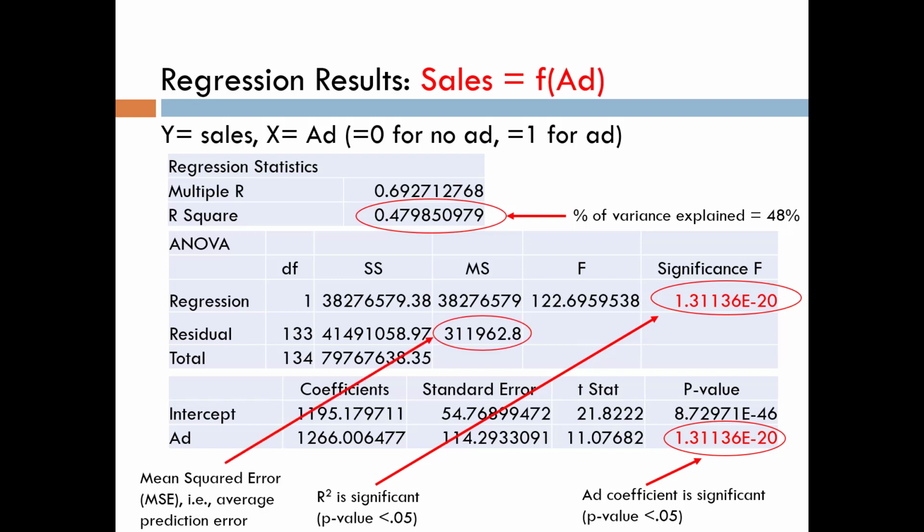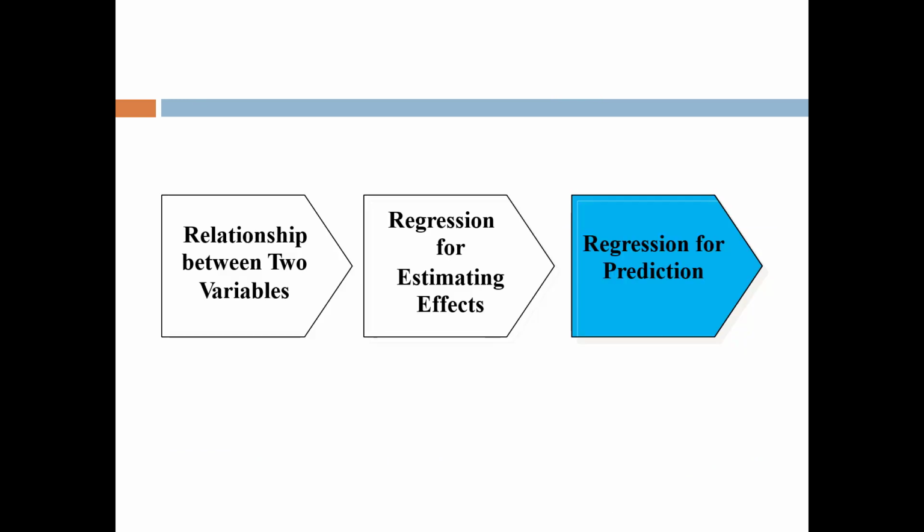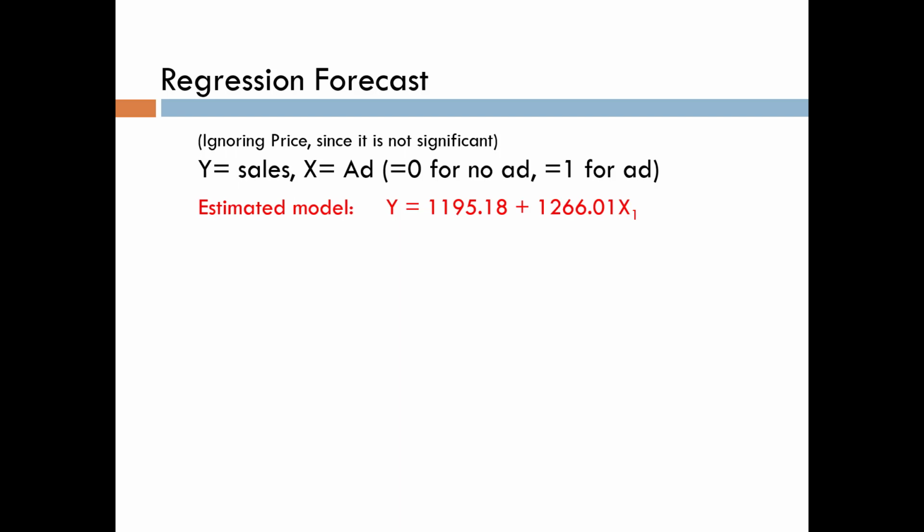The last thing you should note is the number for residual MS, which means mean squared error. We will come back to it shortly. And now we come to the final step, using regression for prediction. How do we make a forecast?